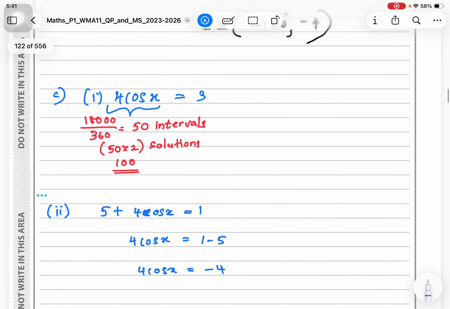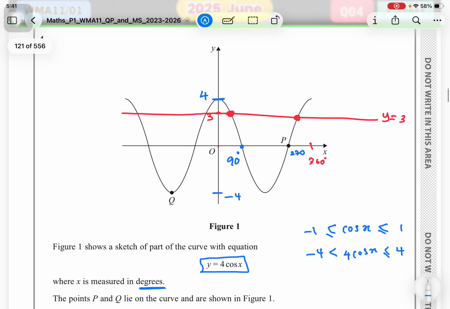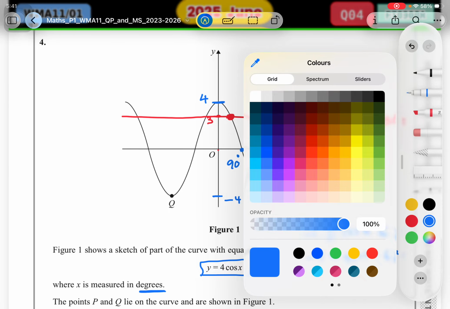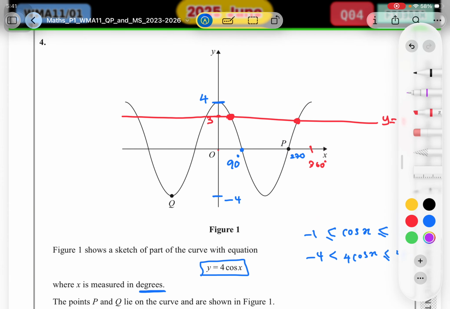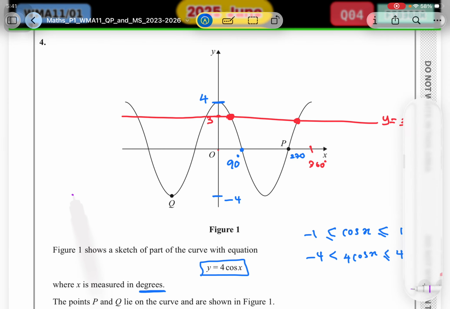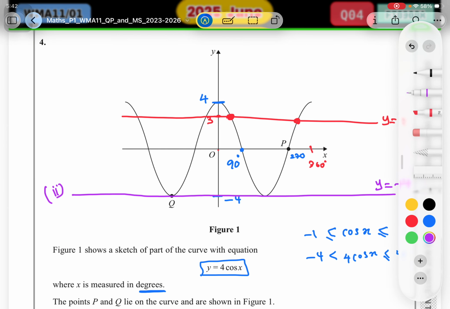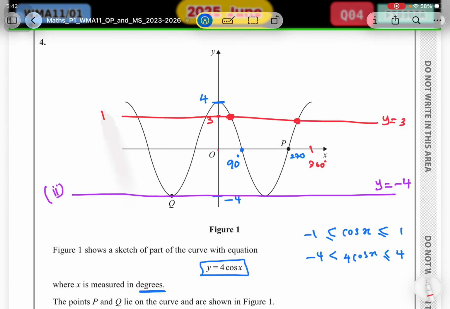So let's go back to our question. Let me pick another color for this. I'll go with the green, purple, I guess. Now they're talking about negative 4. If it is negative 4, we know this is what the graph is. This is y equals negative 4 for the Roman number 2. And this is for the Roman number 1 actually.